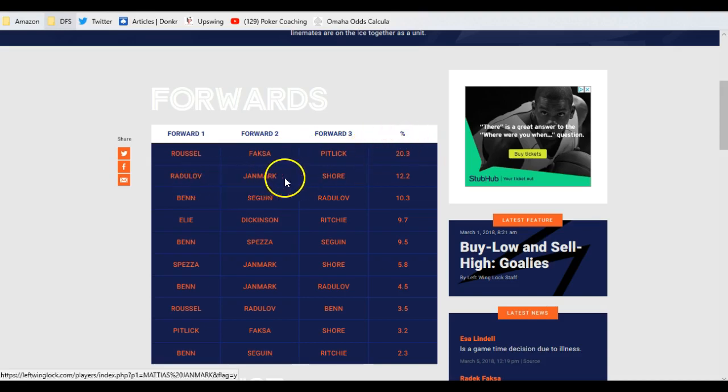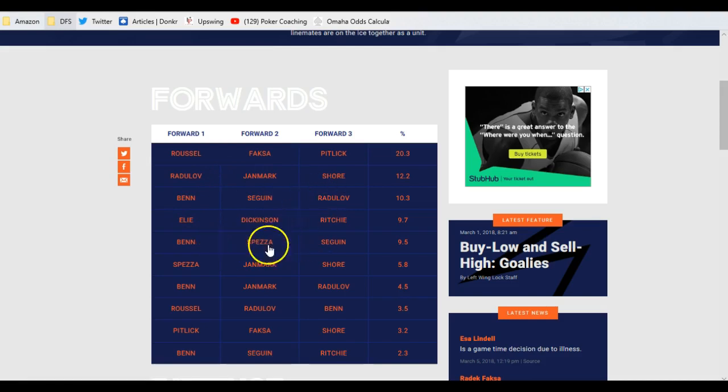That tells me that Radulov, Janmark, Shore, they're together quite a bit. But watch, Radulov jumps down here with Ben and Seguin some. He's down here with Janmark and Ben some. So look at how these lines change. Look at how these lines kind of bounce around. The only real sure line is this one here. These other 2 are sort of sure, and Radulov's on both. So he bounces between the 2. Janmark and Shore are probably on your second line. Ben and Seguin are on the top line, and Radulov's the one that's bouncing around.